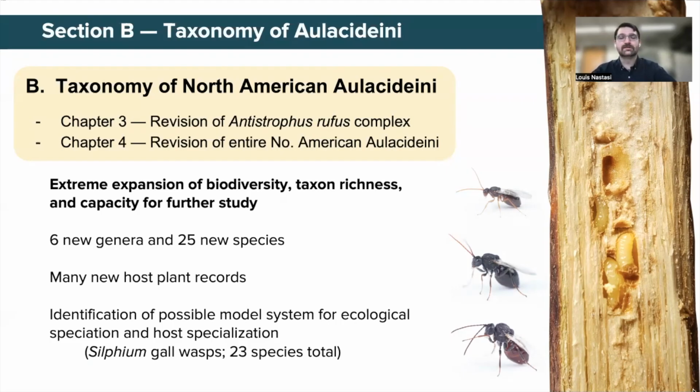I was able to identify and describe 6 new genera and 25 new species in this tribe. Within that diversity is a very high number of new host plant records that were not currently known for this group. And I was also really excited to identify a possible model system in these gall wasps for understanding ecological speciation and host specialization, that being a group of gall wasps inducing galls on Silphium.